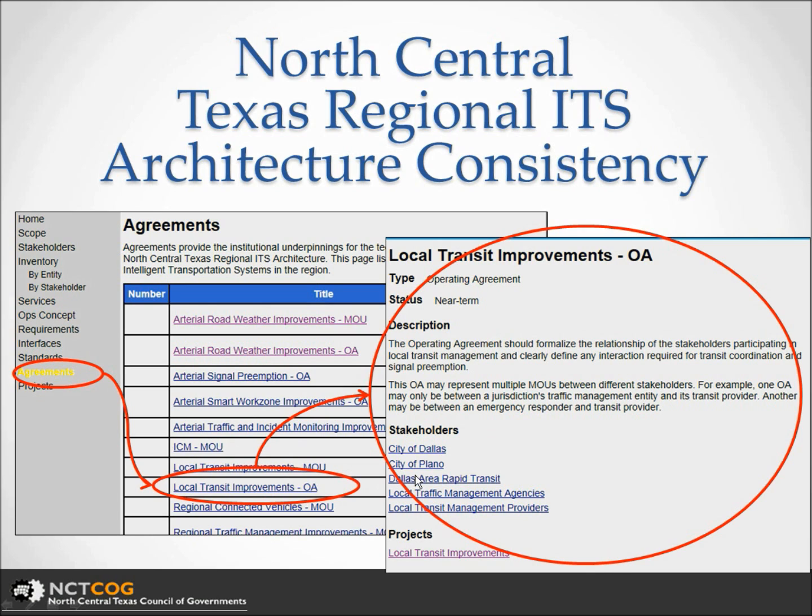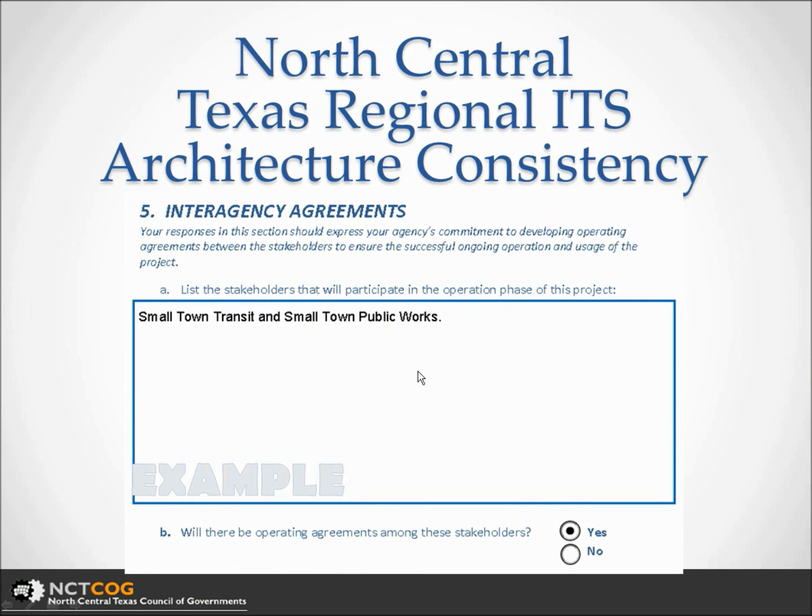In this case, only the local traffic and local transit stakeholders are participating in the agreement. So small town transit and small town public works are the 2 stakeholders. Will there be operating agreements among these stakeholders? The user answered yes.